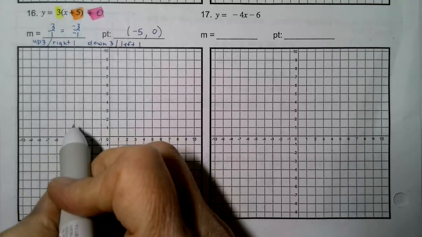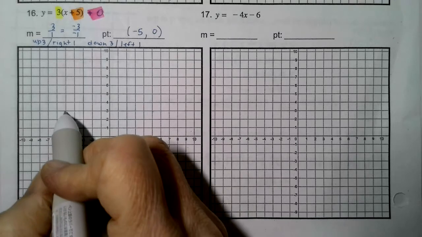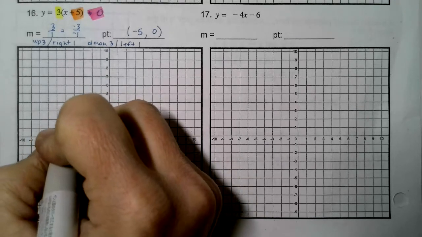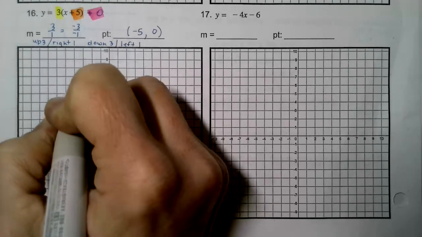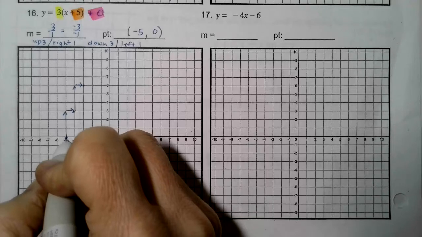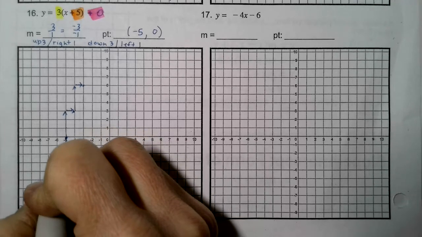My slope being up 3, 1, 2, 3 over 1. You can draw, if it helps you to make the stairs, then make the stairs. And then up 3 over 1 to do another one. Again, it still works. You're going to still fall on your line. If you go down 3, you just have to go left 1.